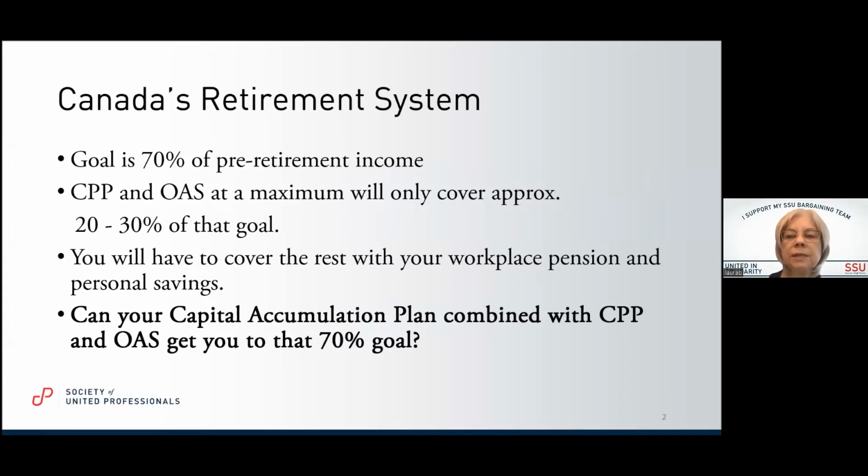A version of this slide was part of yesterday's presentation, but I've customized it for this session. The last bullet represents the elephant in the room for capital accumulation plans such as defined contribution pension plans and group RSPs. Can your capital accumulation plan combined with the Canada Pension Plan and OAS get you to that 70% goal?